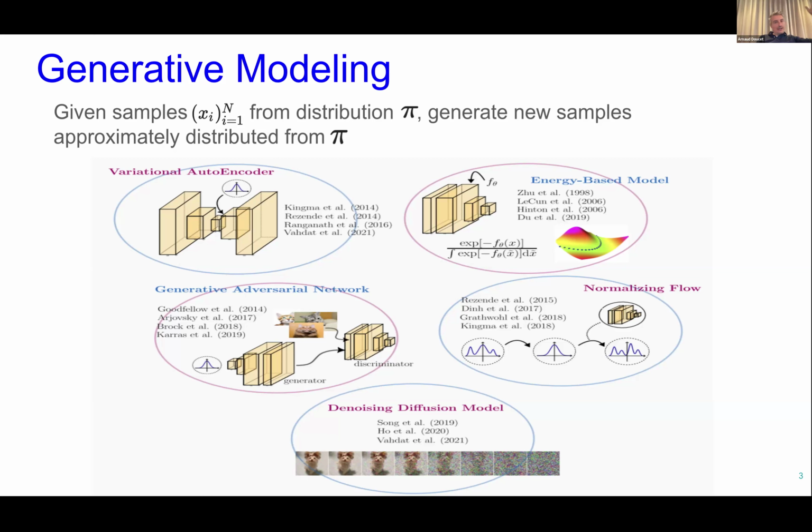So this is a very important problem in machine learning, and a wide range of methods have been developed over the years. Until 2018-19, the prominent class of techniques for generative modeling was the class of generative adversarial networks, but essentially it got superseded by the class of denoising diffusion models, which is the one on which I'm going to focus during this talk. Okay.